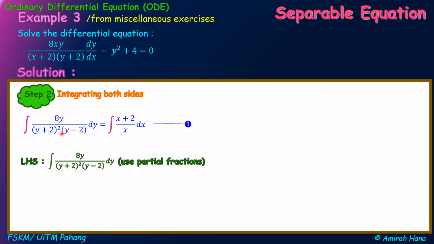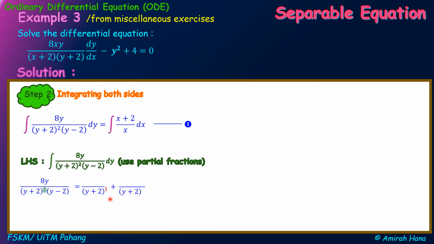We integrate the left hand side first. When we integrate the left hand side, the integration of 8y over y plus 2 squared times y minus 2 dy, we need to use partial fractions. So from 8y over y plus 2 bracket squared times y minus 2, we need to write it in the form of a sum of partial fractions. Now we have a repeated linear factor, which is y plus 2 squared. So we need to write the denominators, the first denominator being y plus 2 to the power of 1.